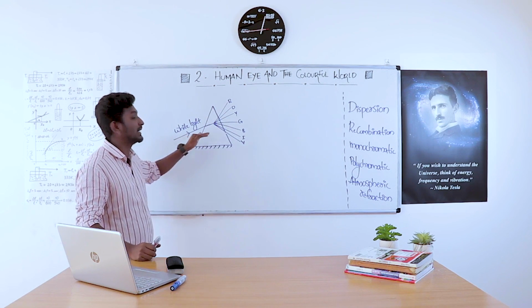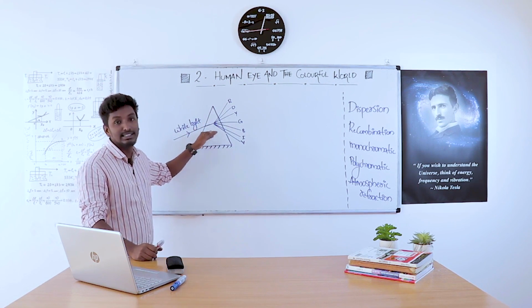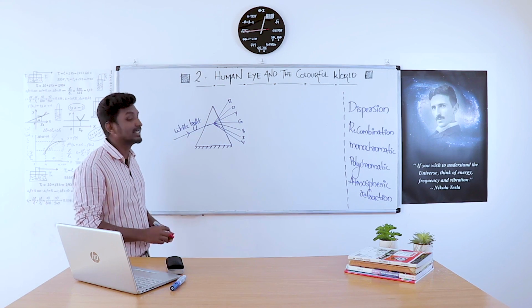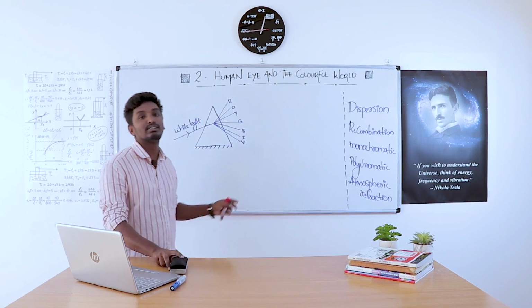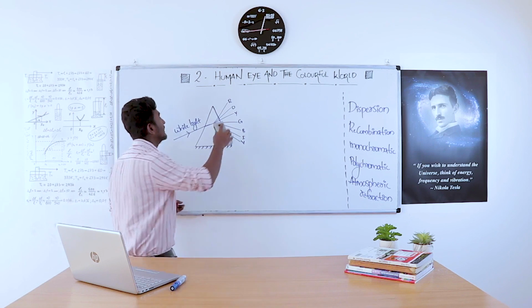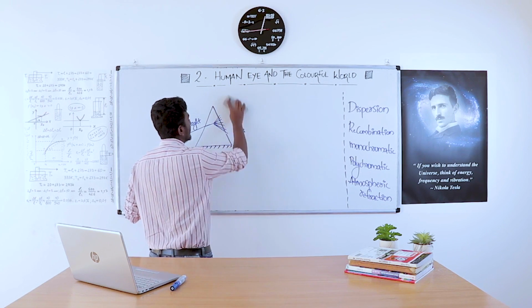When white light is passed through a glass prism, dispersion happens inside the glass prism and 7 colors come out of the prism. This is what we call dispersion. Now we need to discuss recombination.